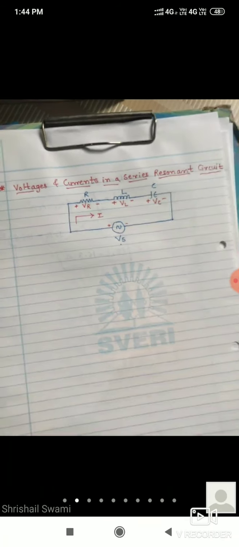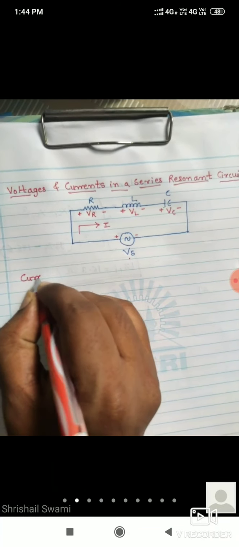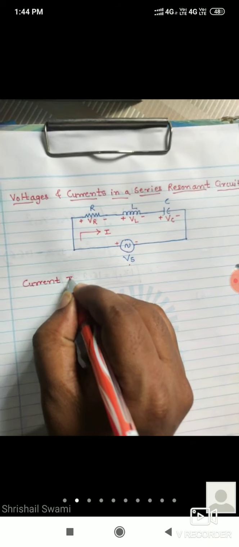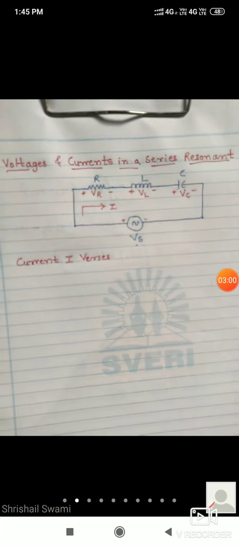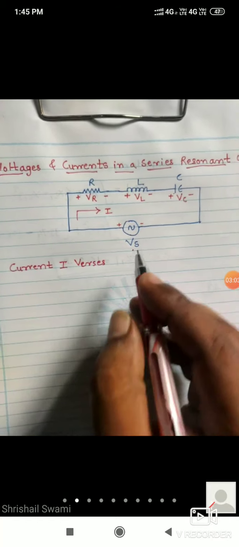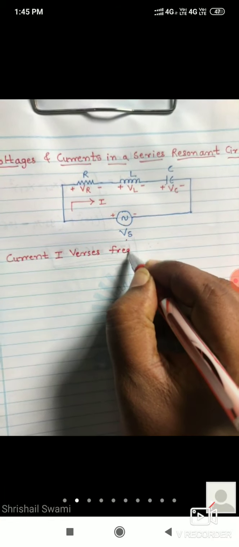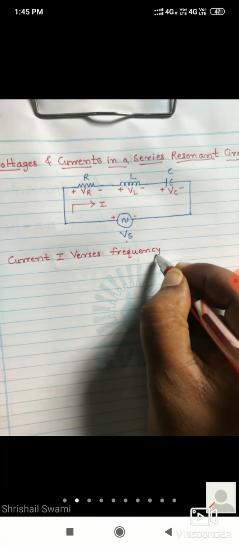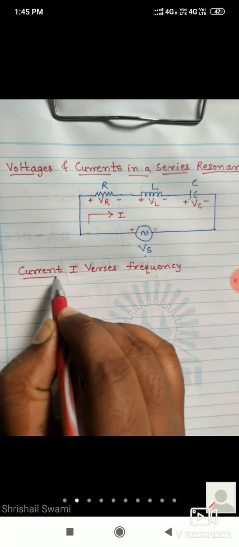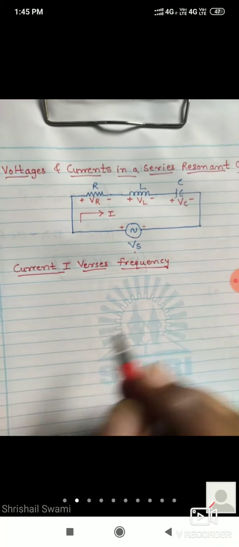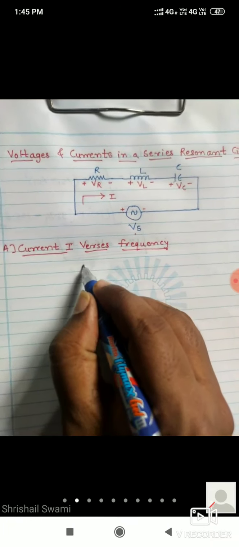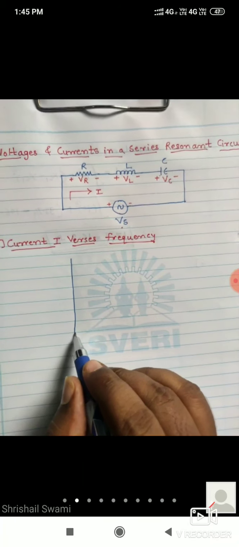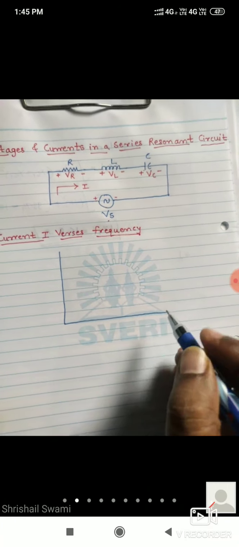So first of all, we will talk about the current I versus frequency. That part we will cover first, and then we will come towards the voltage point. So current I versus frequency, I will call it point A. I will draw the graph. In that, I will also draw the response curve for the impedance.